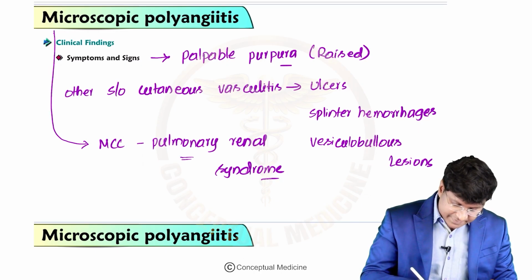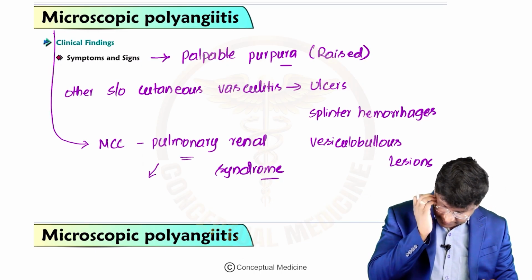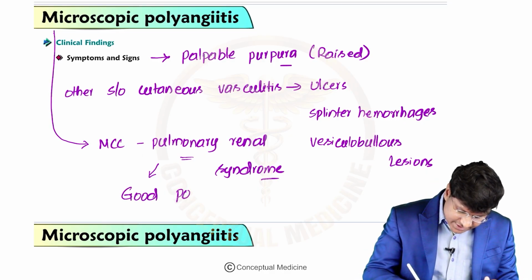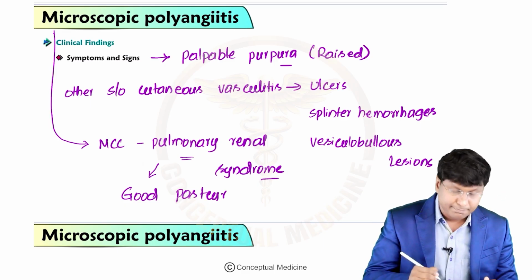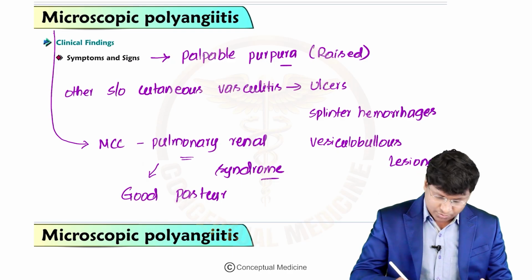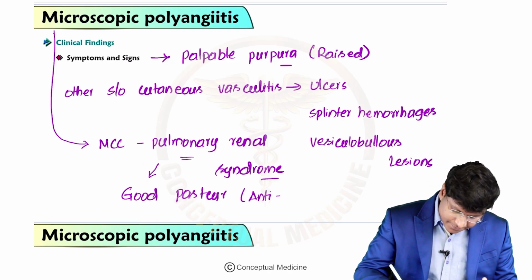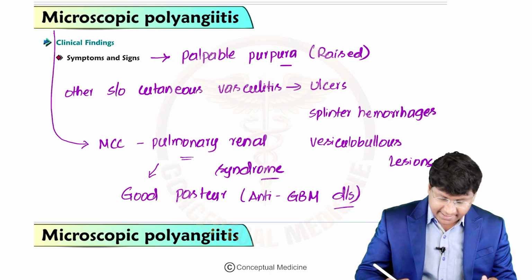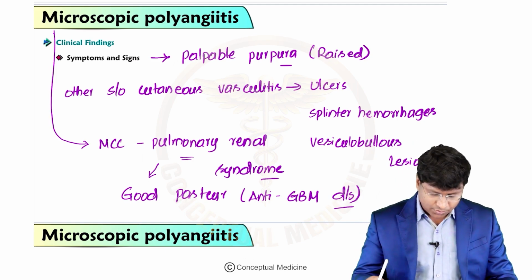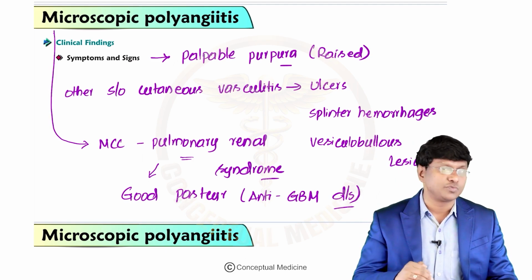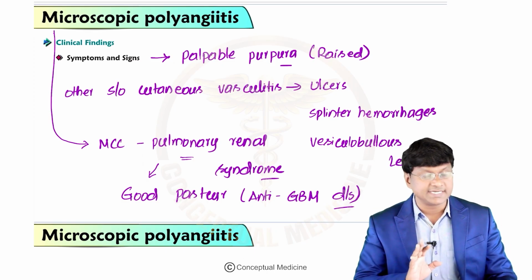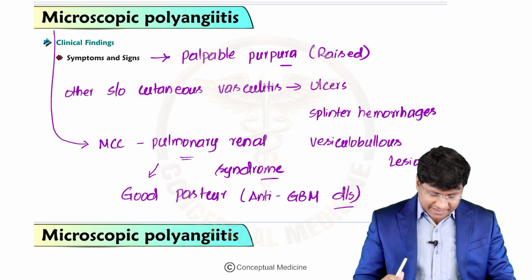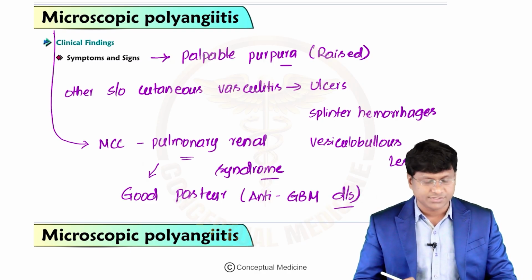Whereas you will also have this pulmonary renal syndrome in patients with Goodpasture syndrome. Even in Goodpasture you have this pulmonary renal syndrome. And Goodpasture syndrome is nothing but anti-glomerular basement membrane disease. But compared to Goodpasture, microscopic polyangiitis is the most common cause for the pulmonary renal syndrome. So, because of this, what will be the clinical manifestations?